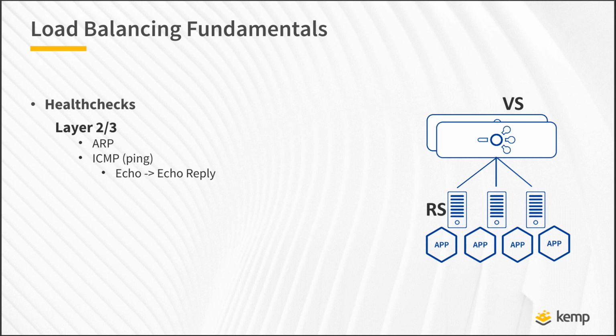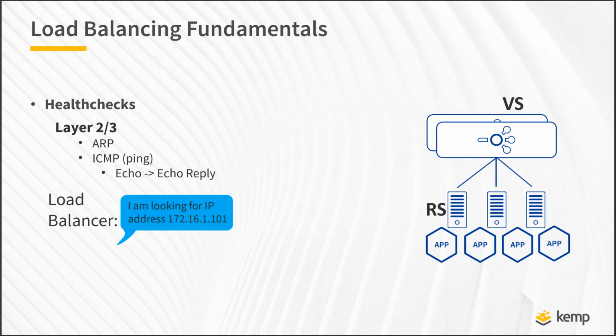So if we were to look at the ARP, for example, the load balancer is going to send on the network, using standard networking technology, I'm looking for the IP address 172.16.1.101. Somebody help me out. Somebody on the network tell me. This is a layer 2 broadcast on the network as a layer 2 message. This is an ARP request.